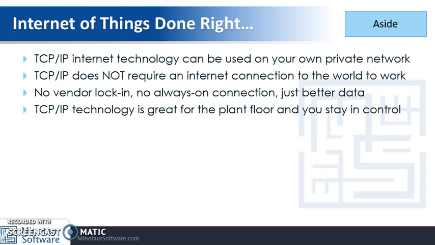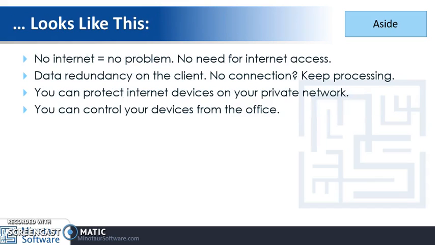So TCP/IP is great for plant floor equipment, and it allows you to stay in control, but we would recommend using it only within your controlled network and not in the broader internet, which will also prevent access from hackers and other threat actors. So to illustrate a little more what Internet of Things done right looks like, if there's no internet, there's no problem, there's no need for internet access. There's redundancy of data on the client, so even if you drop connection temporarily, you can continue processing on the plant floor. You can protect internet devices on your private network, and you can control your devices from the office.